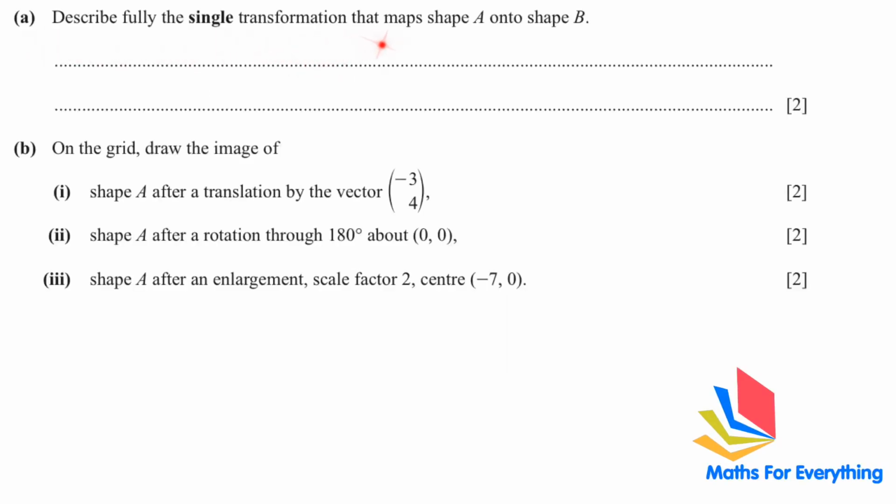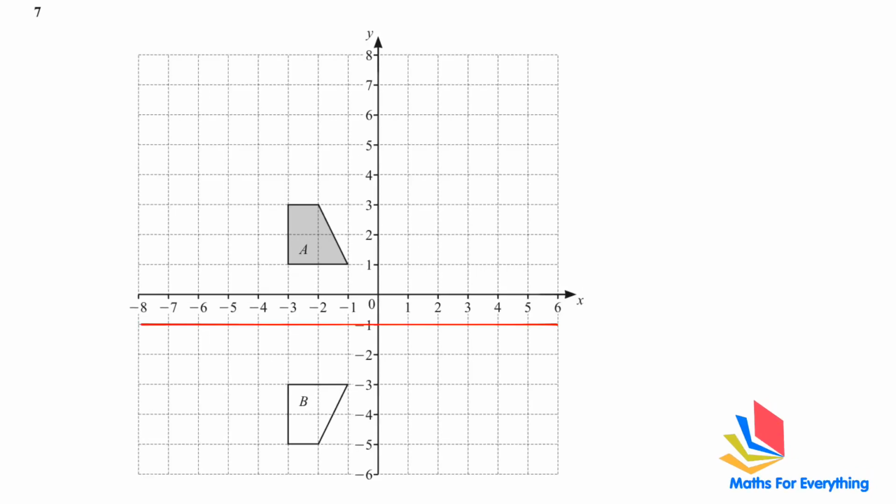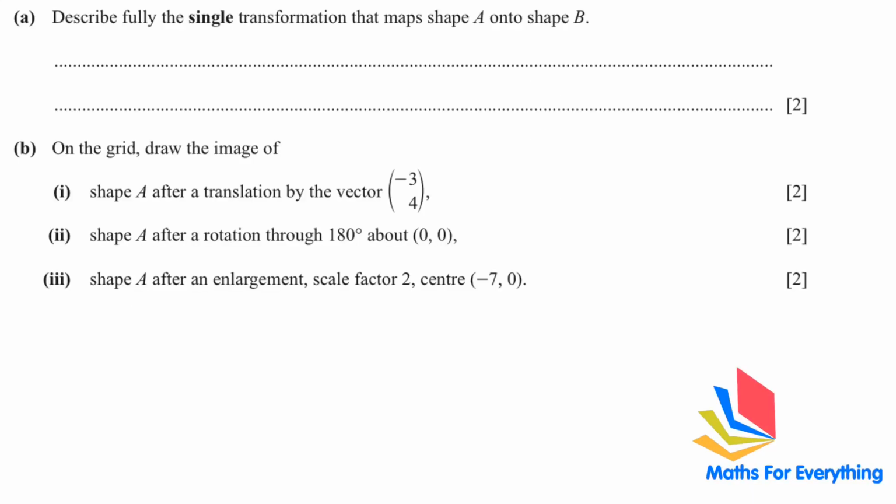Describe fully the single transformation that maps shape A onto shape B. So this into this. It's a case of reflection. Let's see the mirror line. So this is the mirror line, y is equal to -1. Therefore, reflection in the line y is equal to -1.